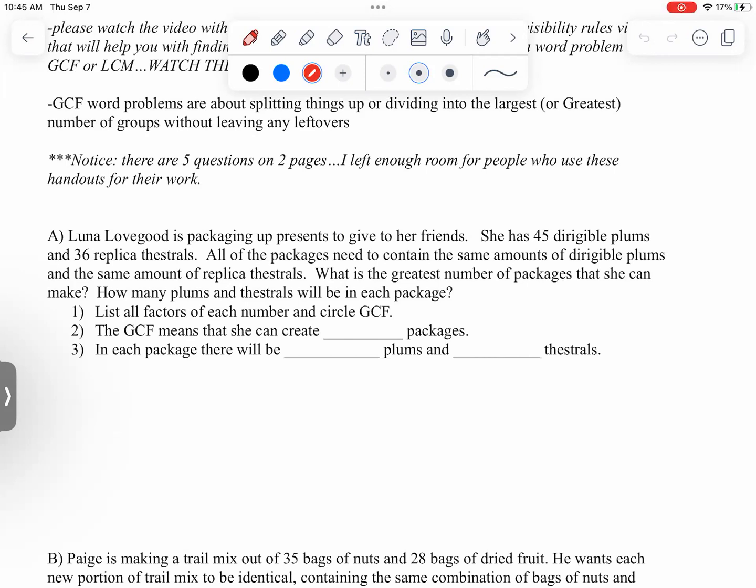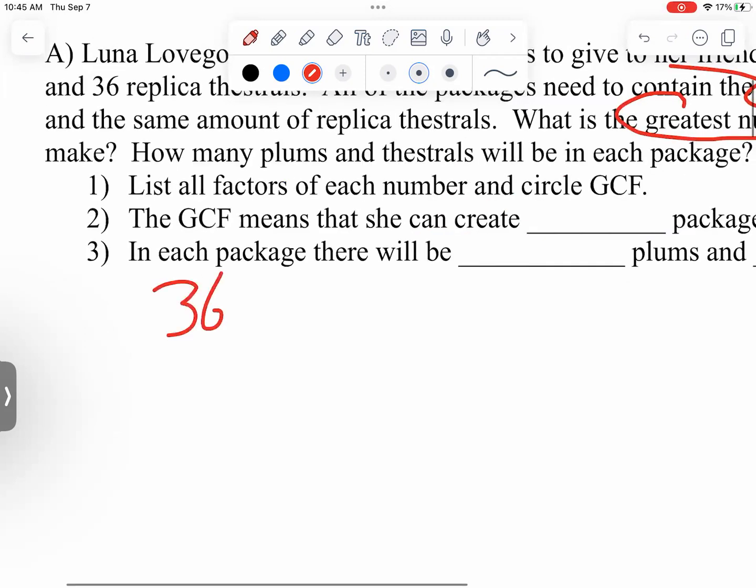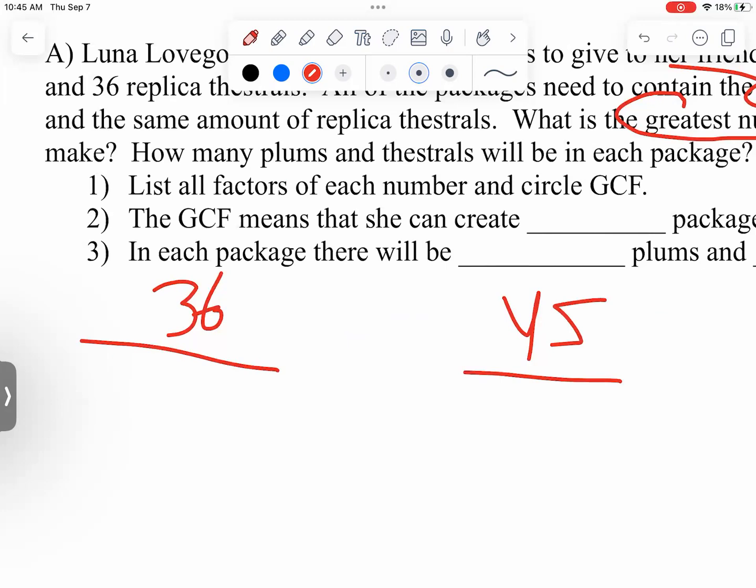Okay, so besides the fact that we know this is an LCM page or a GCF page, the way you would know this is GCF is she's splitting them up evenly and doesn't want any left over. Okay, another way you can see, if you look right here, the greatest number she can make, right? With the same amounts. Those are all GCF types of words. Okay, so we're going to put 36 and we're going to put 45.